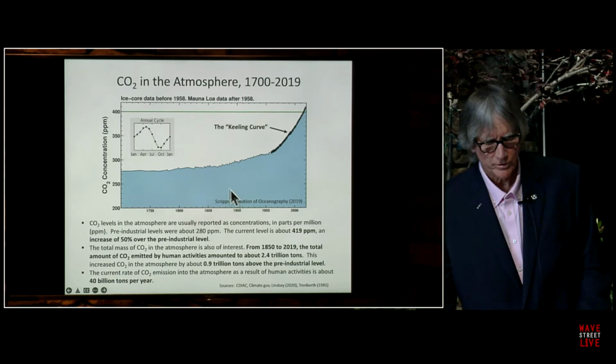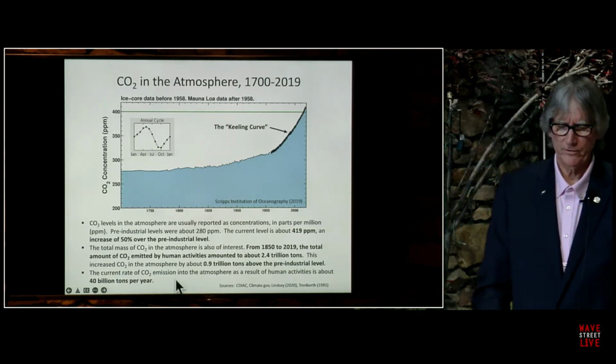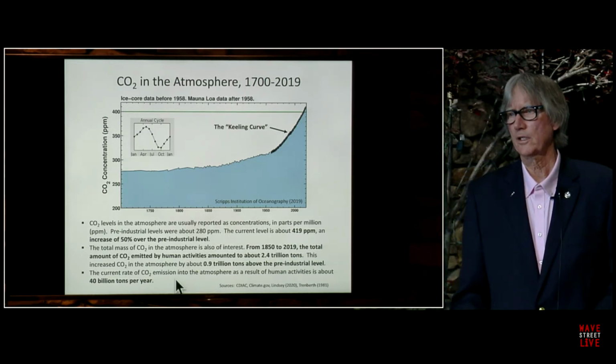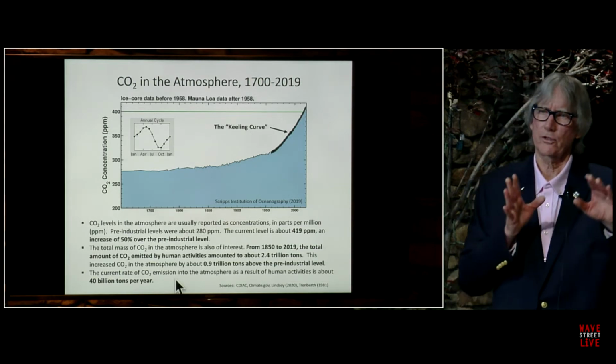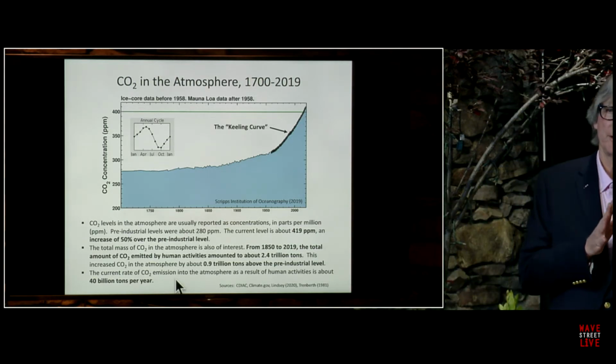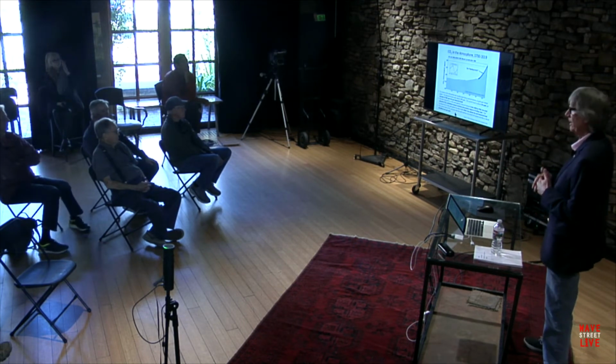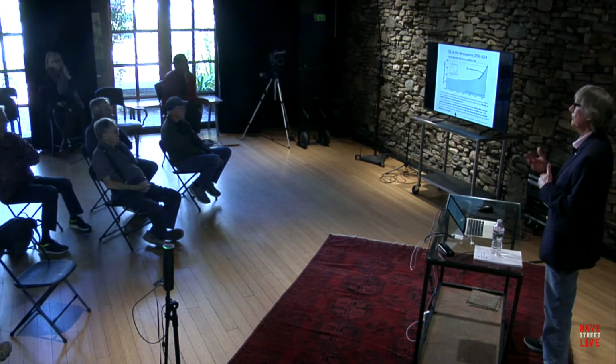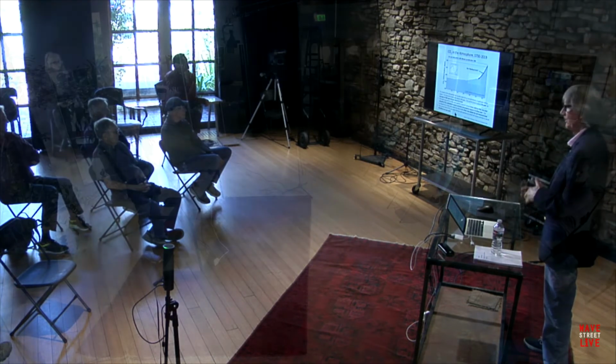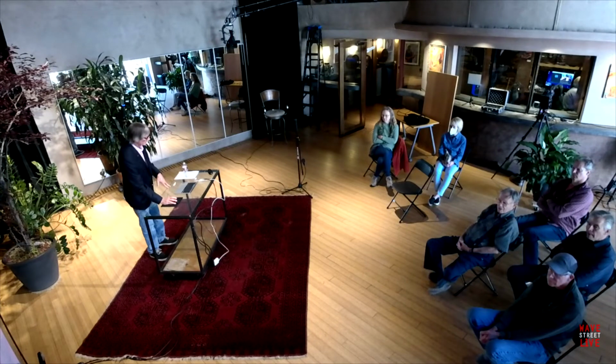The current rate of CO2 emission into the atmosphere as a result of human activities is about 40 billion tons per year. Now you may hear a number, 51 billion tons. That's the total greenhouse gas emissions, including the methane and nitrous oxide and so forth, cast in the form of CO2 equivalent. You add those 11 billion CO2 equivalent tons, you come up with about 51 billion tons of total greenhouse gases going to the atmosphere. But in terms of CO2 itself, it's about 40 billion tons per year.